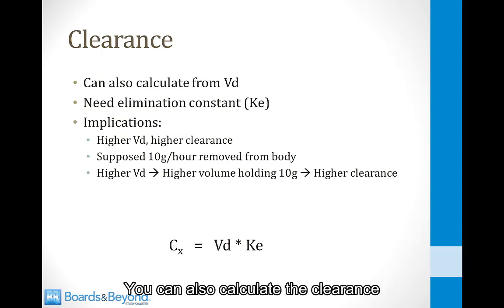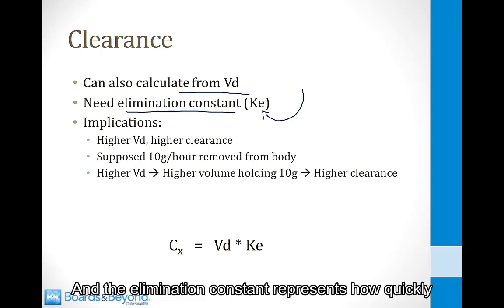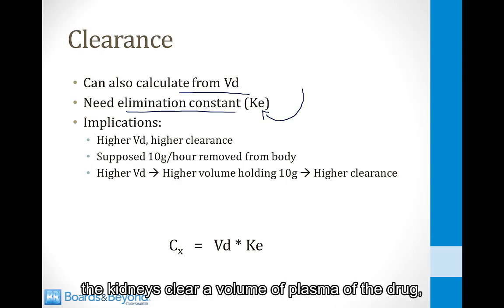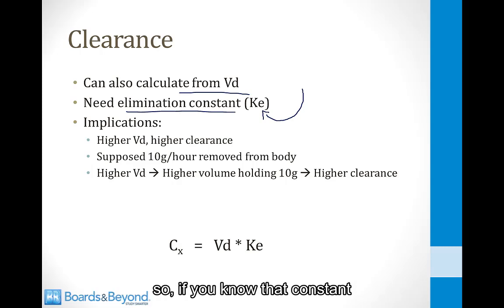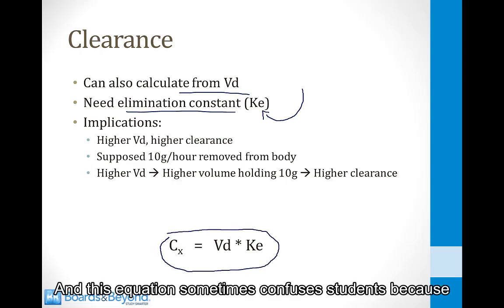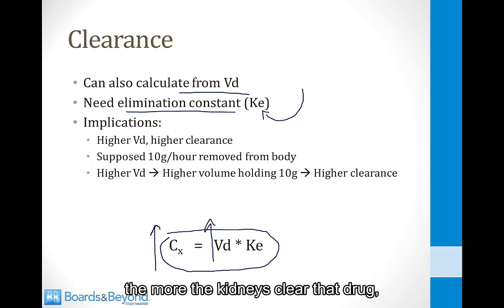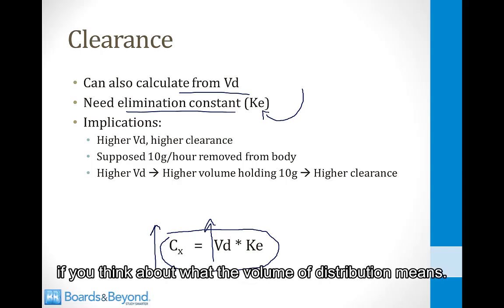You can also calculate the clearance if you know the volume of distribution, but in order to do this, you need to know something about the drug called the elimination constant, K sub E. And the elimination constant represents how quickly the kidneys clear a volume of plasma of the drug. So if you know that constant, then the clearance of drug X will be equal to the volume of distribution times the elimination constant. Now, this equation sometimes confuses students because it implies that the larger your volume of distribution, the more the kidneys clear the drug. And that should make sense to you if you think about what the volume of distribution means.